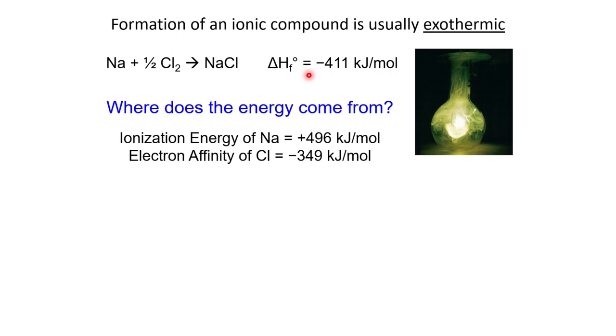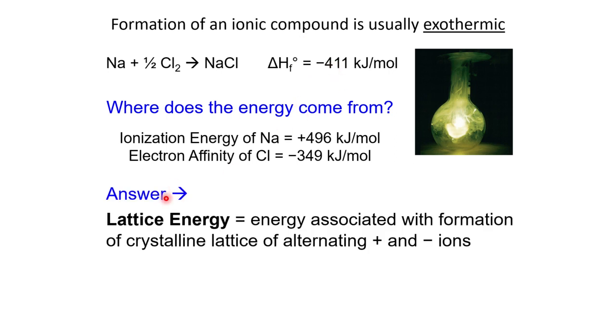So where does this energy come from? We see that the ionization energy of sodium is plus 496. The electron affinity of chlorine is negative 349. So this energy does not come from the ionization energy of sodium. It costs energy to rip an electron away from sodium. Some energy is released upon chlorine taking that electron to become chloride, but it's not enough to get to here, because if you added these together, you would not get that number.